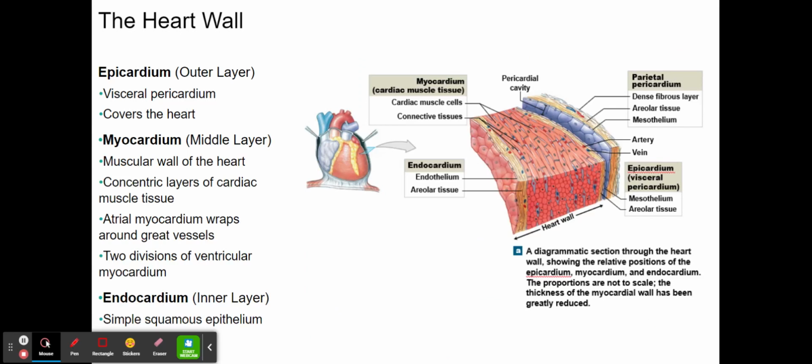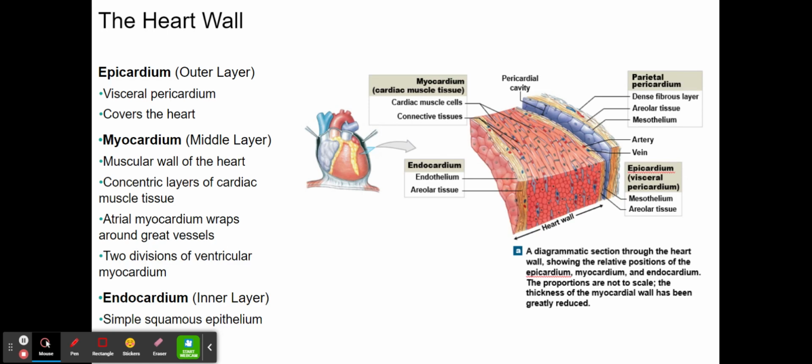A section through the wall of the heart reveals three distinct layers: an outer epicardium, a middle myocardium, and an inner endocardium. So the epicardium is the visceral pericardium that covers the outer surface of the heart. This serous membrane consists of an exposed mesothelium and an underlying layer of loose areolar connective tissue that is attached to the myocardium. The myocardium, or the muscular wall of the heart, forms the atria and the ventricles. This layer contains cardiac muscle tissue, blood vessels, and nerves.